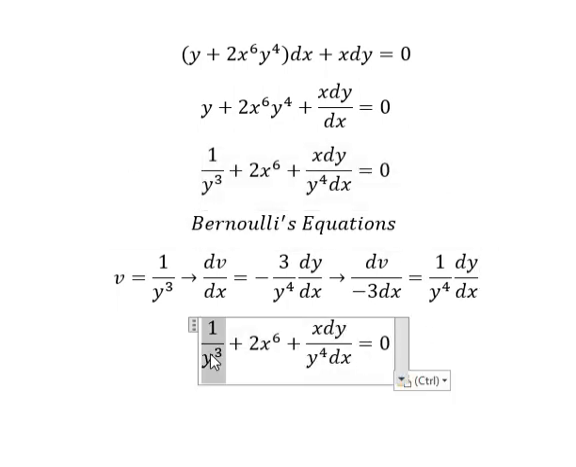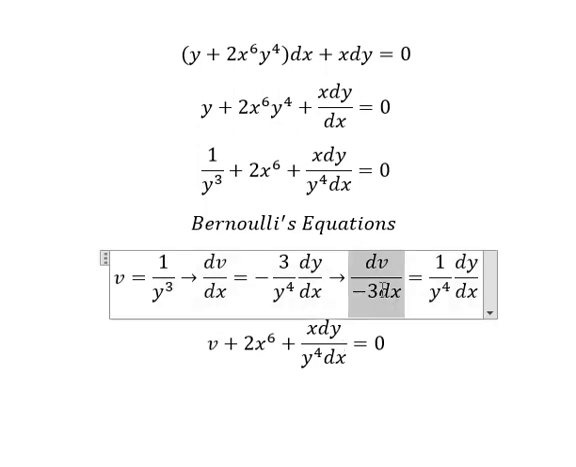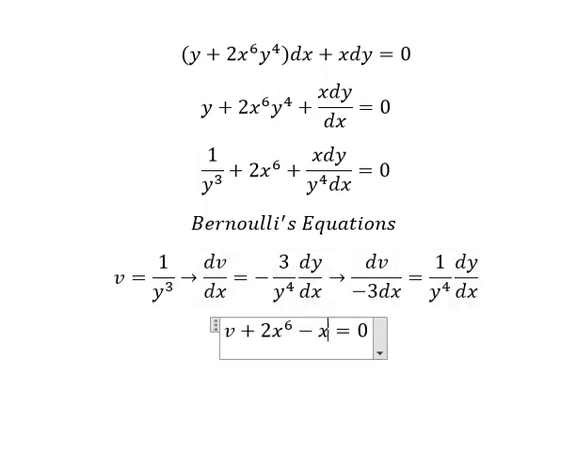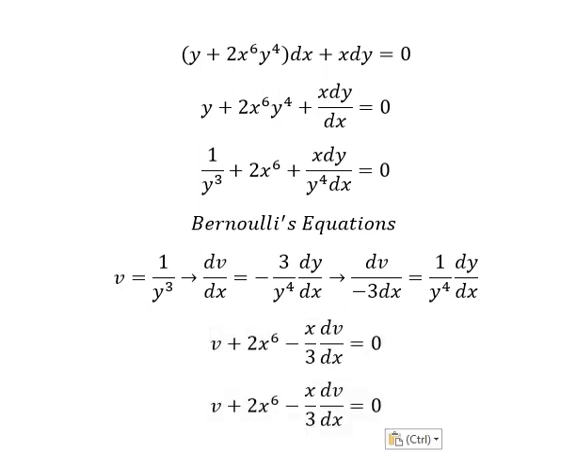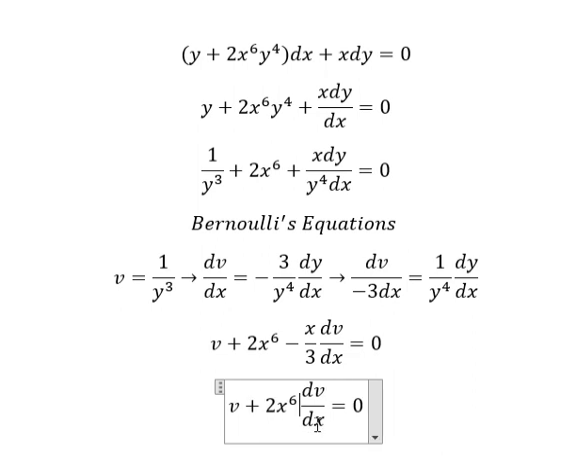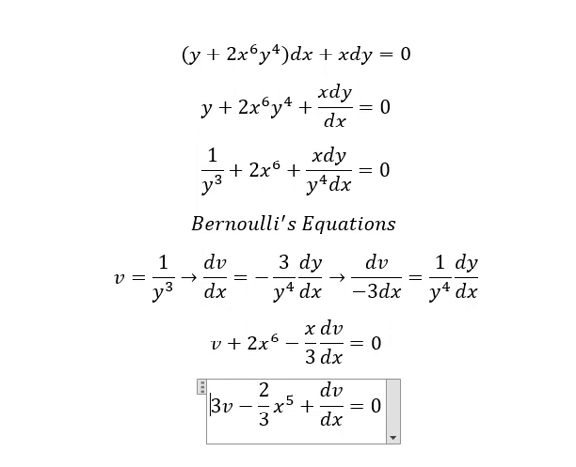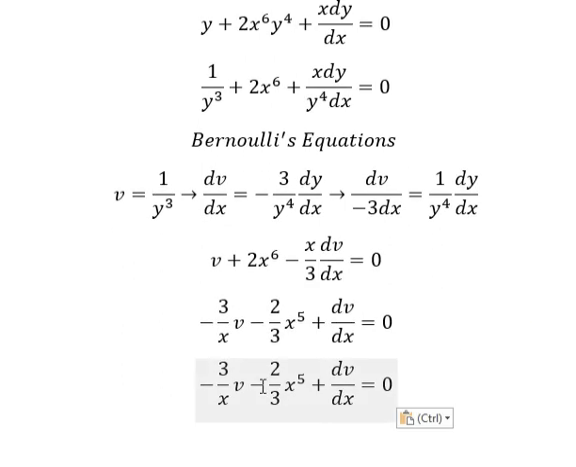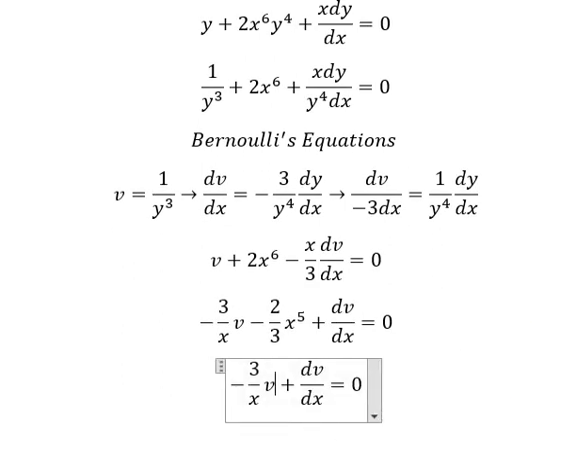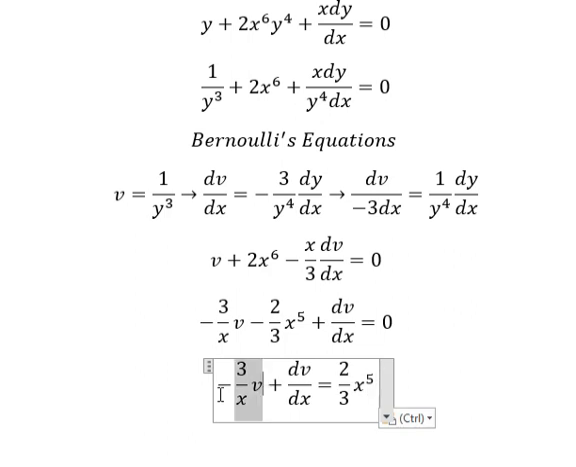So this one we change to v. This one we change for this one. So we divide both sides by negative 1 over 3. So we have it like this. Now, I will put this one to the right, and this one goes in here.